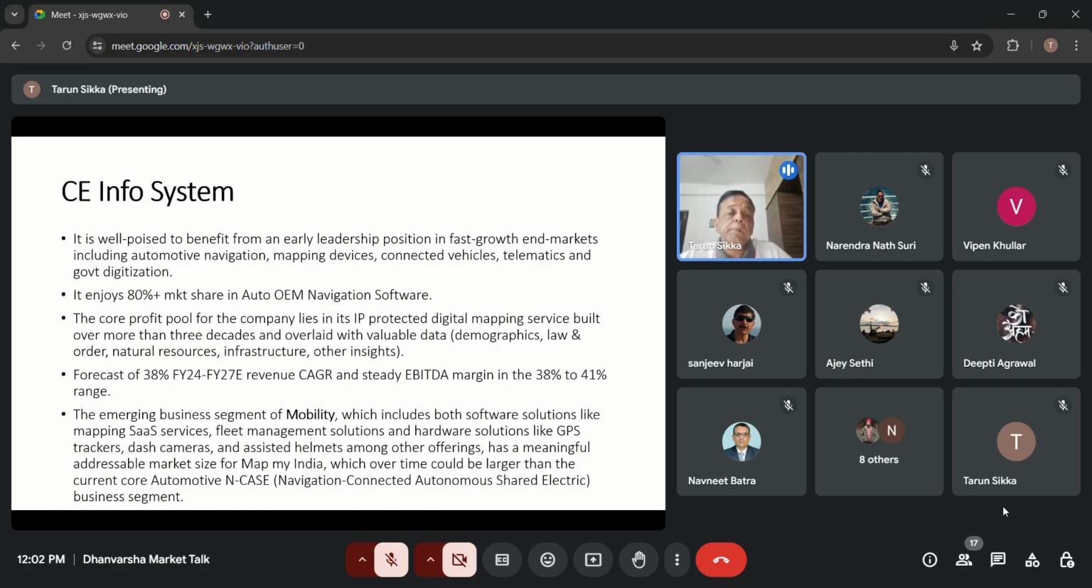The emerging business segment of mobility, which is separate from autos, includes both software solutions like mapping and SaaS services, fleet management solutions, and hardware solutions like GPS trackers, dash cameras, and assisted helmets, among other offerings. It has a meaningful addressable market size for MapMyIndia, which over time could be larger than the current core automotive, car navigation, connected, autonomous, shared, electric business segment.